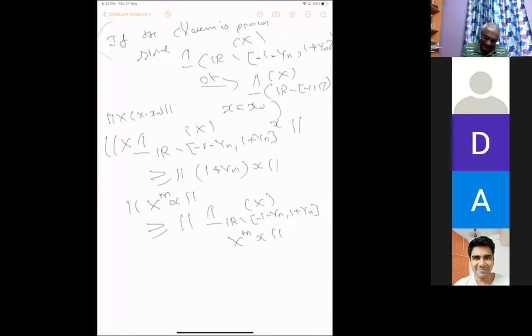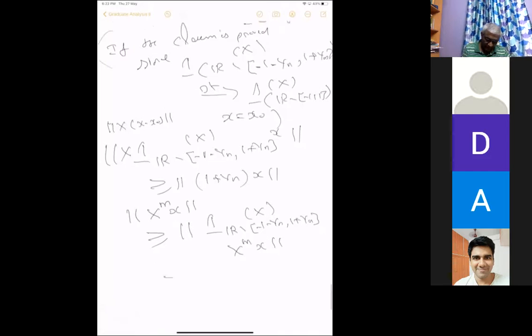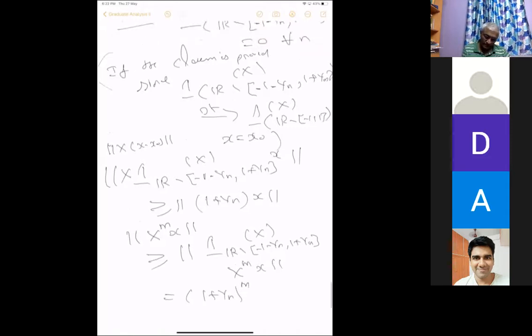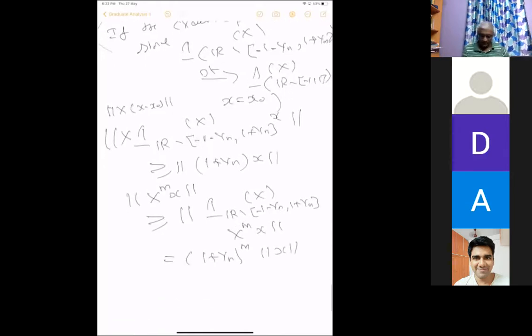Okay. Now this is greater than or equal to, this is equal to. The projection commutes with this, so you can bring it here with the x and x power m. All these things make it invariant. So each time you will get a 1 plus 1 by n. Each time you get 1 plus 1 by n power m, times norm x. Norm x, no? Okay. So this will not be bounded.